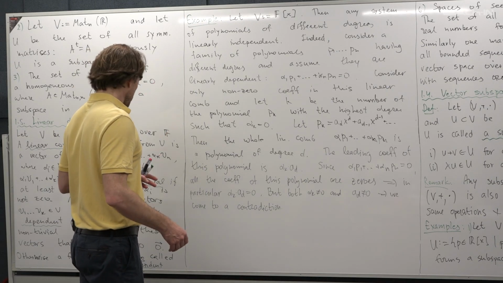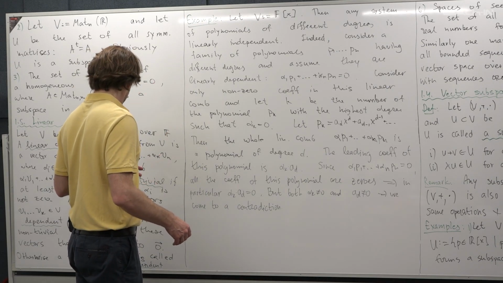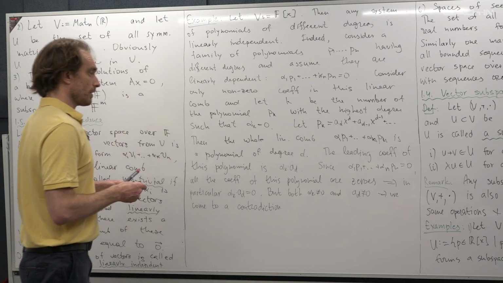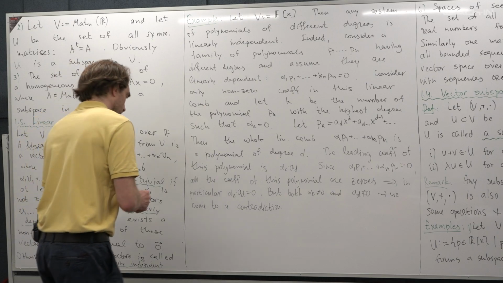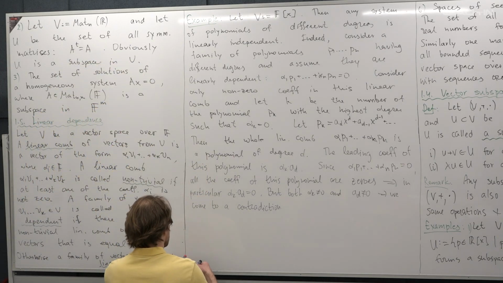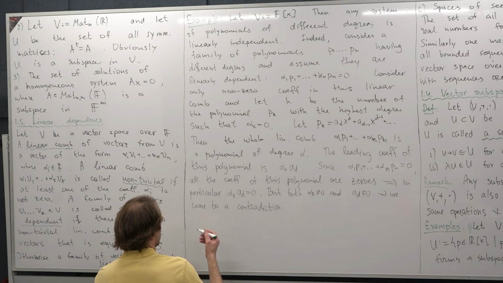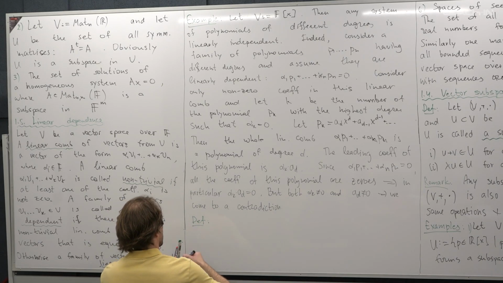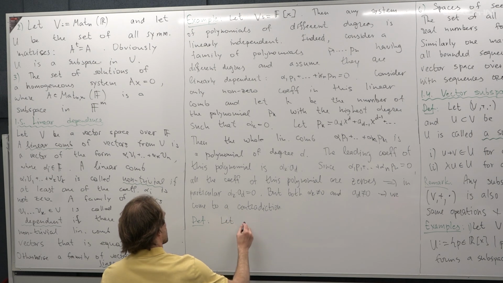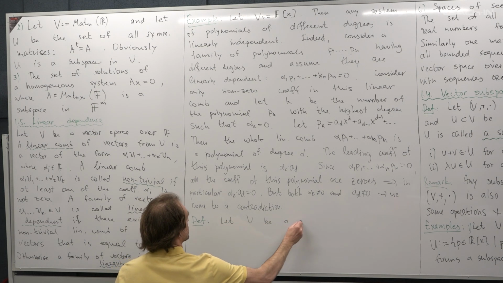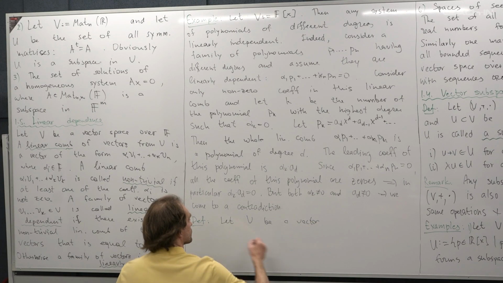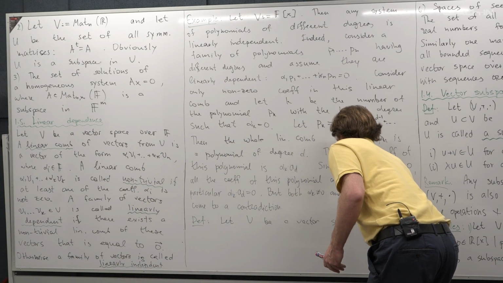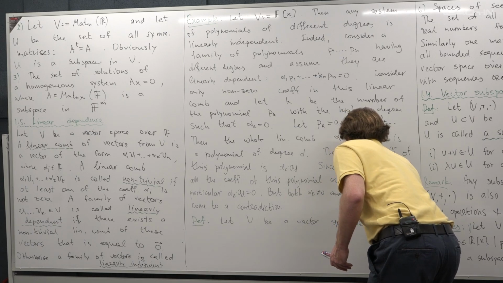We discussed this example, and besides this we need to say a few more words about the things that we have already discussed, but nevertheless I'll say this very briefly. So another kind of definition. Let V be a vector space over F.